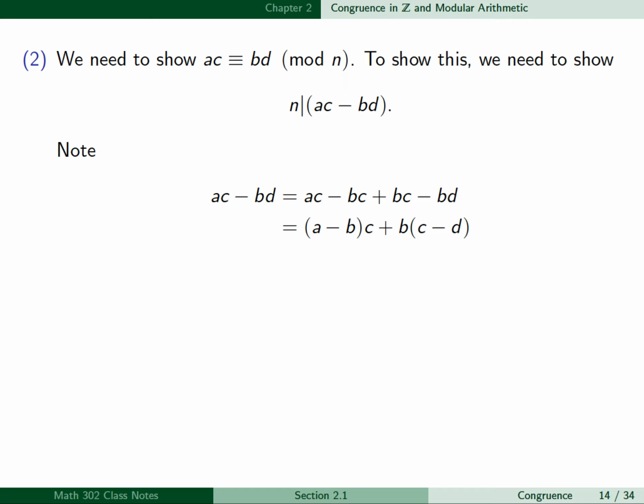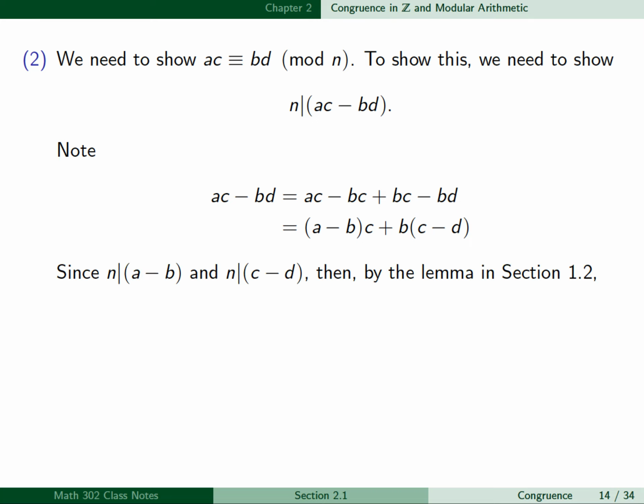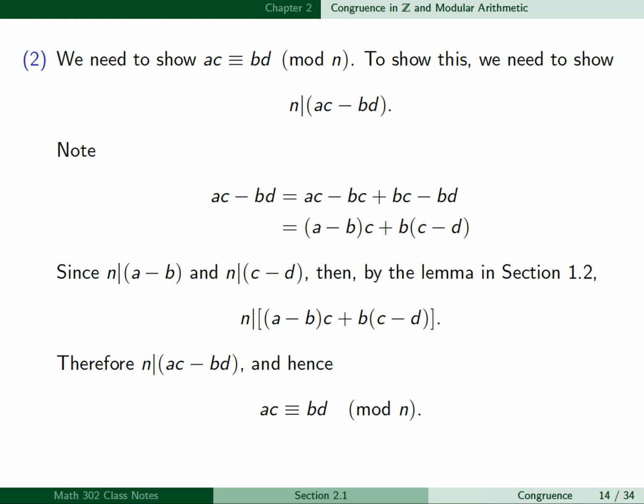Now, the first two terms have a common factor of c, which we can factor out, and the third and fourth terms have a common factor of b that we can factor out. And so we obtain this is equal to a minus b quantity times c plus b times the quantity c minus d. Now, since n divides a minus b and n divides c minus d, then by the lemma in section 1.2, n must divide this linear combination, a minus b times c plus b times the quantity c minus d. And therefore n divides ac minus bd. And hence ac is congruent to bd mod n. And this proves 2.